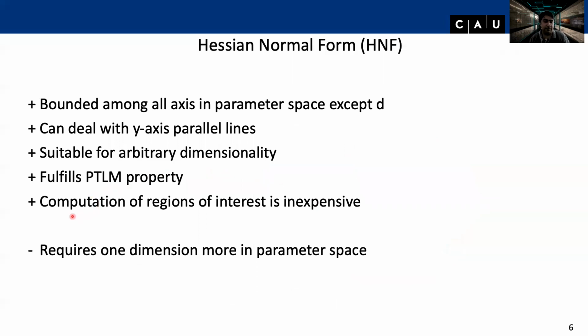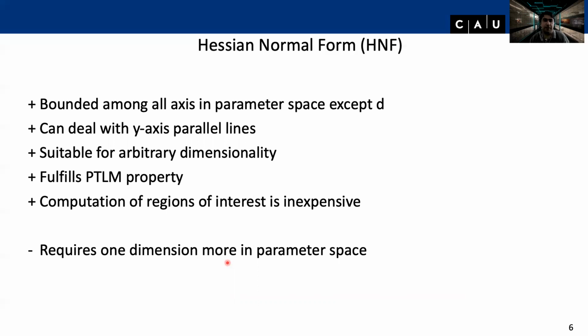And the computation of regions of interest is inexpensive, because, like in the slope-intercept form, you are dealing with linear vectors. However, it requires linear representations. It requires one dimension more in parameter space. Well, it doesn't make that much of a trouble, because if you have 100 dimensions, then you will have in half space 101 dimensions. So one dimension more does not have that much of an impact.